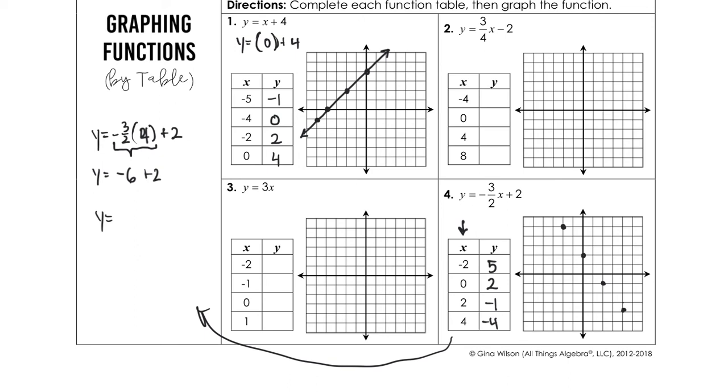So my points are plotted, and look at that. Again, they look like they're forming a straight line. I'm going to go ahead and connect them, trying to continue that pattern, and draw the arrowheads at the end, and I'm done. So that's all that this lesson really is today.